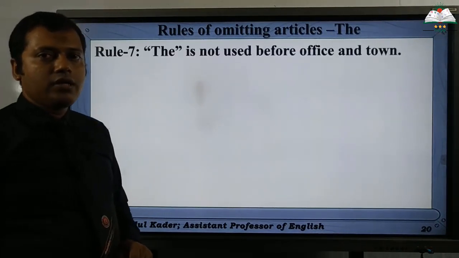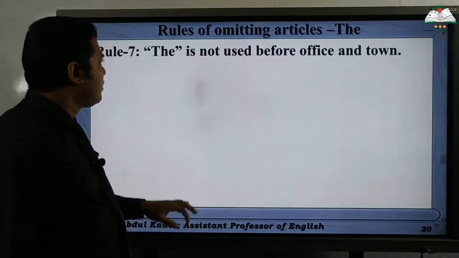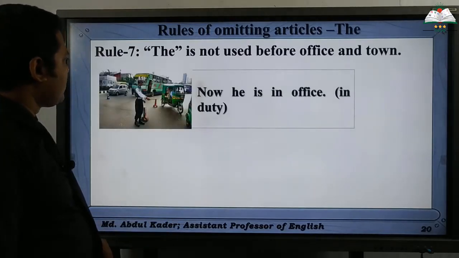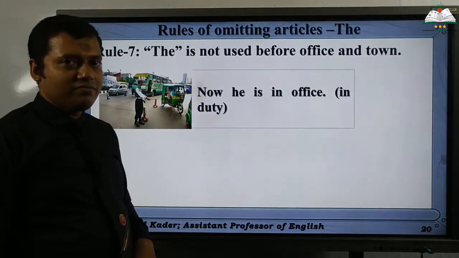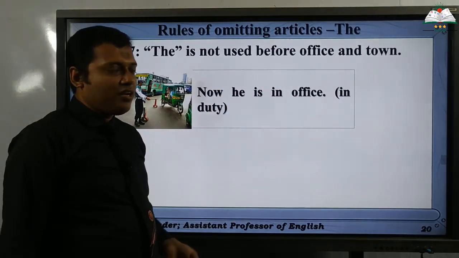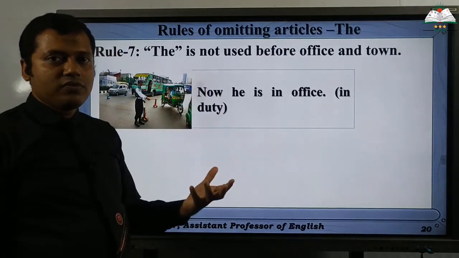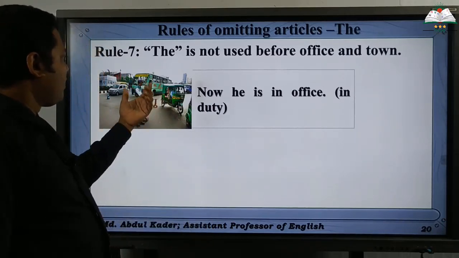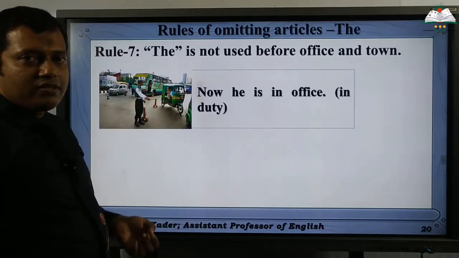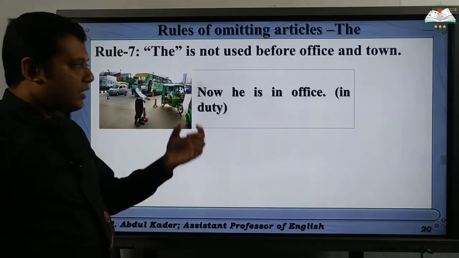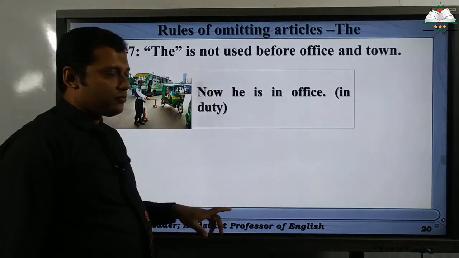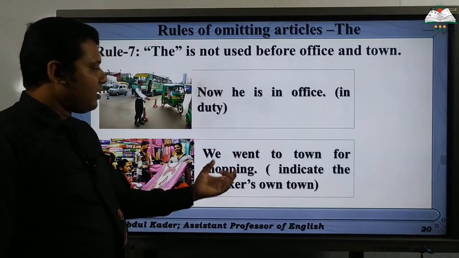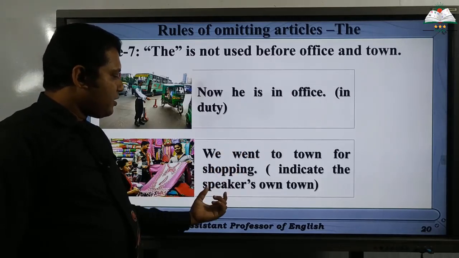Now, dear student, look at this rule number 7. The is not used before office and town. See here the example. Now he is in office. Usually we think office means a room where people sit and do their work. But there is no room. He is on the street, but still he is in office. Here office indicates duty. We went to town for shopping. Here the town indicates the speaker's own town.